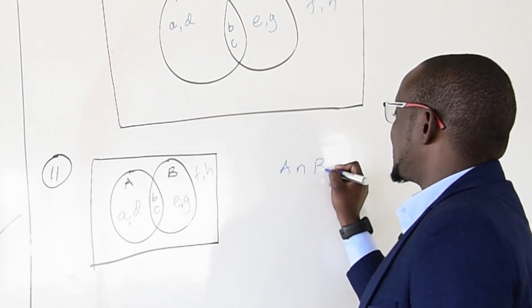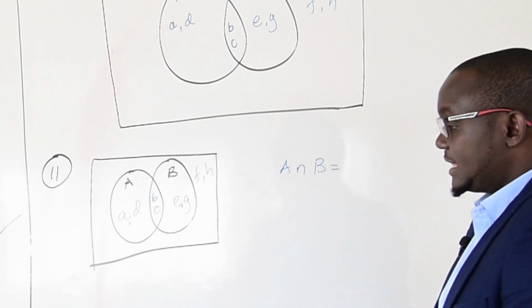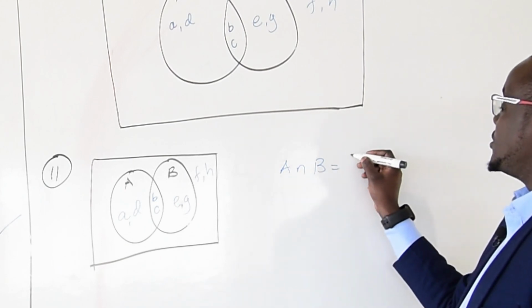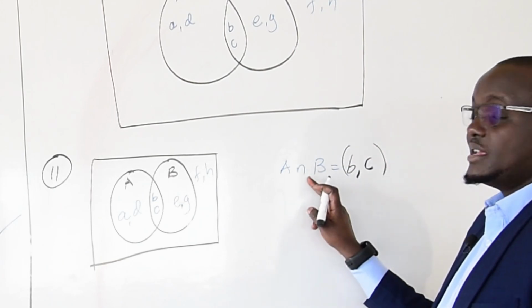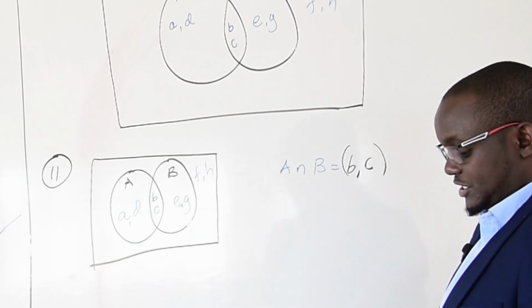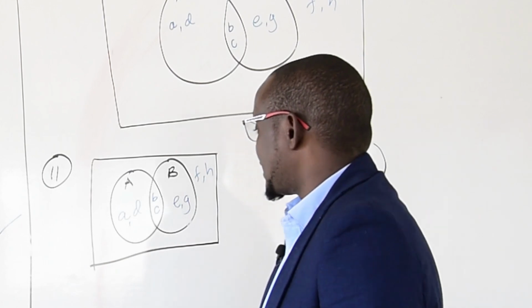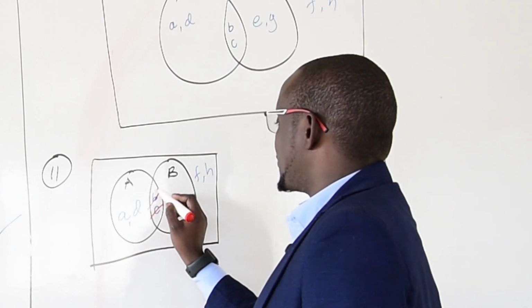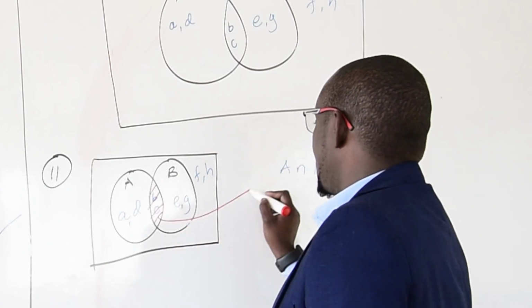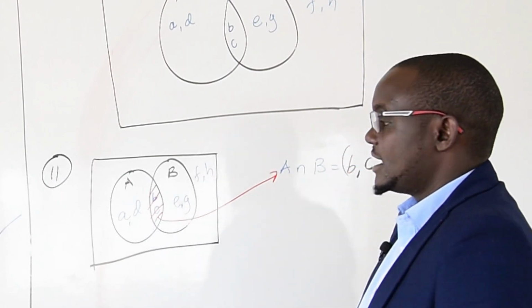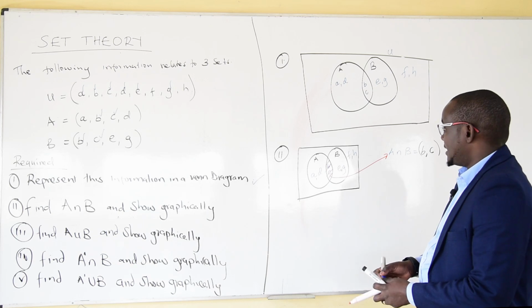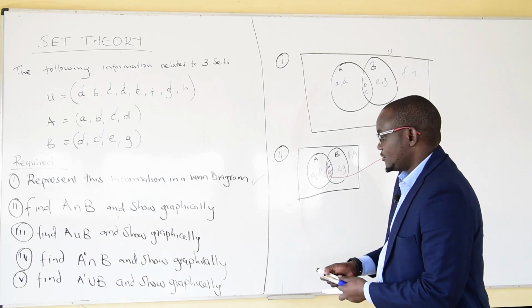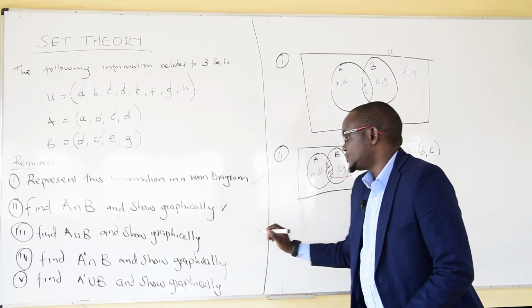Now, A intersection B are the common members between the two sets, and we know the common members are B, C. To show this graphically, I will shade the area that has common members. And I say, this is my area that is called A intersection B. So this is done.